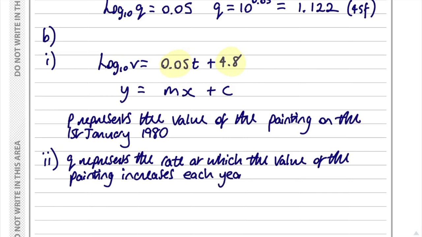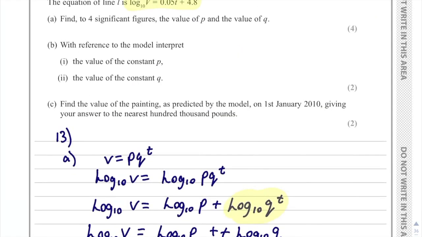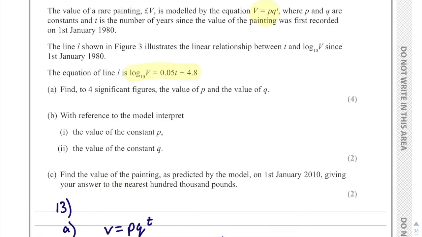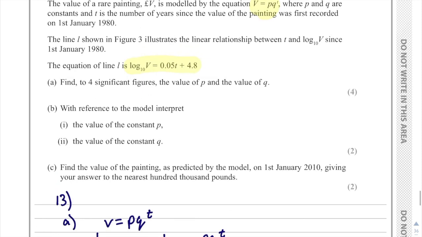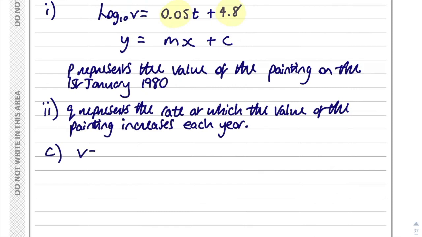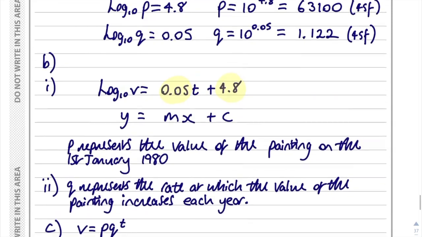Now part c says find the value of the painting as predicted by the model on the 1st of January 2010, giving your answer to the nearest £100,000. Okay, so we can use either equation. We can use the exponential equation, or we can use the equation in log form. I think I'm going to use the exponential equation as it's a lot easier to evaluate. So that is v equals p q to the power of t. And then we've got our values of p and q.